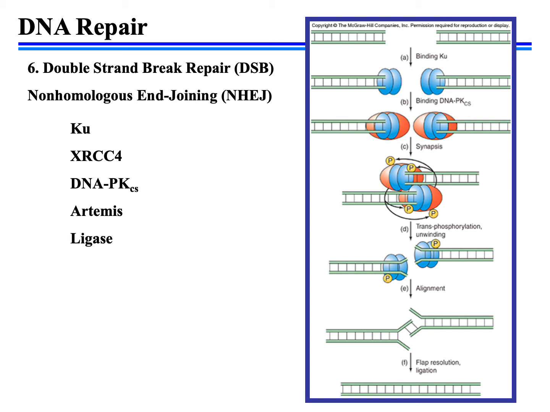So what you can see in the series of steps that takes place is that you have the ends of the molecule recognized by Ku. There is then binding of the protein kinase, which then phosphorylates several components of this enzyme complex. That phosphorylation typically allows for a conformation change, and what you can see in the figure is that the ends of the molecule are coming closer together. There is an alignment step and then final resolution that occurs. And so this is now, again, a way of fixing this break in the double-stranded molecule.